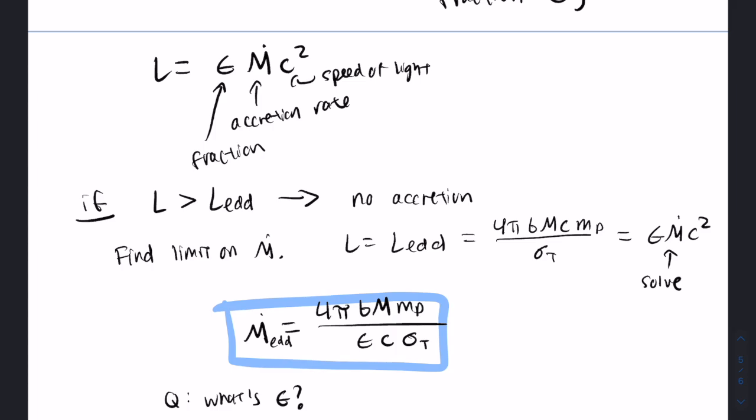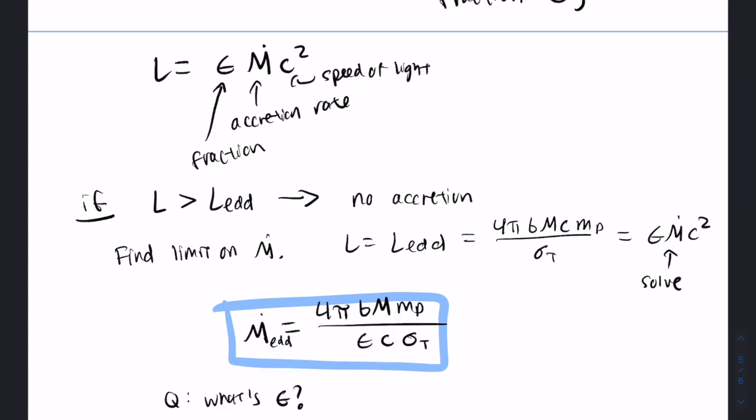Okay, so the Eddington luminosity is theoretically the limit in terms of what luminosity is possible, and the Eddington accretion rate is theoretically the maximum accretion rate that you can have onto an object, because above that accretion rate, your luminosity is going to push away accreting material.